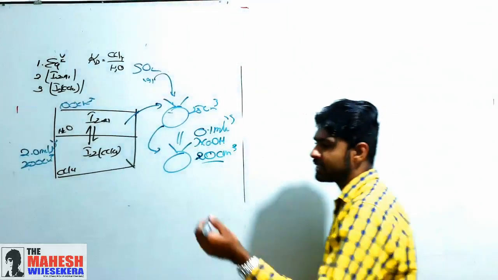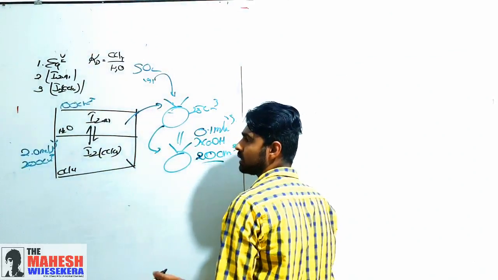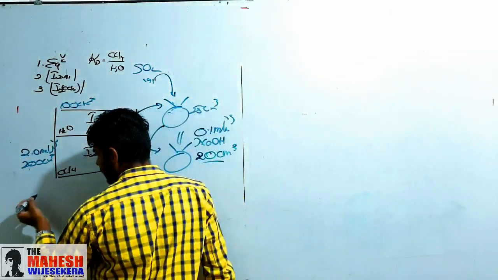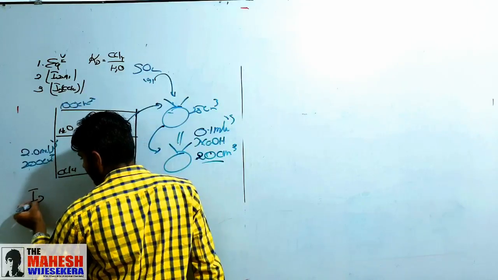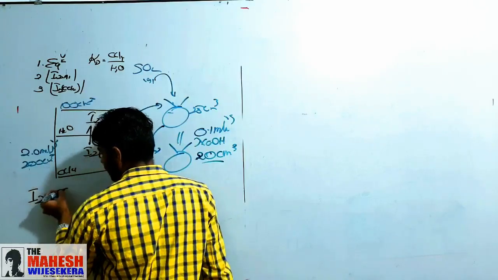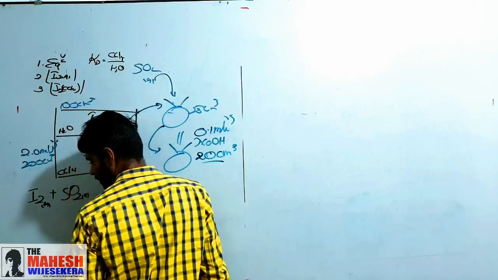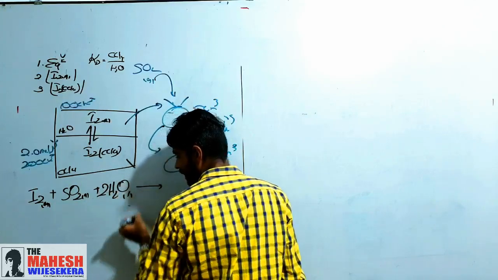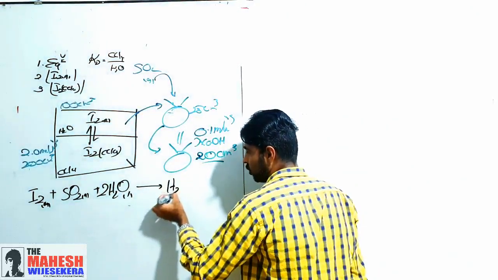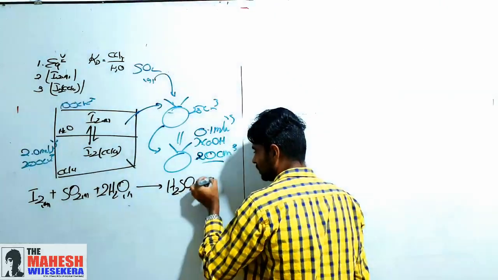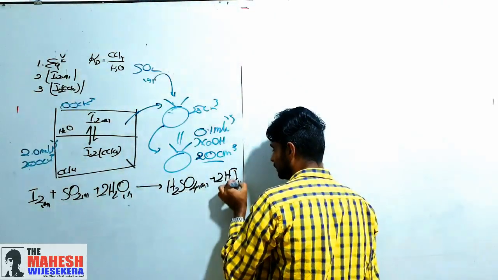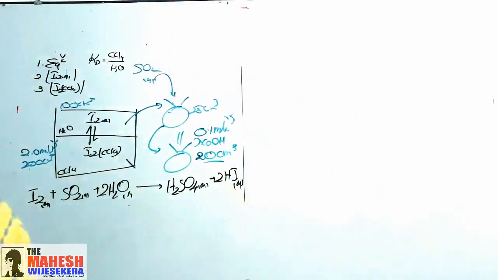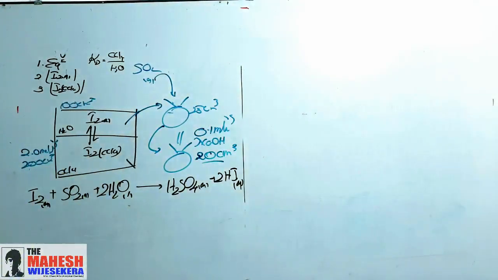First thing, what happens when you take that aqueous layer out and react it with SO2? This aqueous I2 reacts with SO2, and in the presence of water it gives H2SO4 and 2HI. Right? H2SO4 and 2HI.